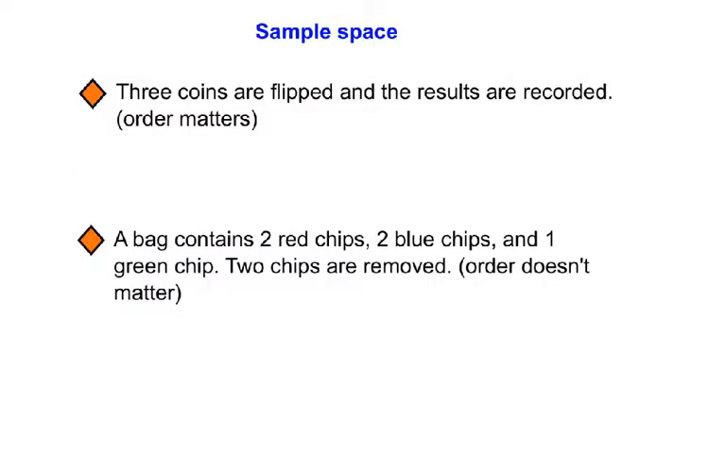Sample space. 3 coins are flipped and the results are recorded. So in each coin, we could get heads or tails. So we could get heads, heads, heads. We could get heads, heads, tails. We could get heads, tails, heads. Or heads, tails, tails. So I think that's all the ways that you could flip and get heads first.